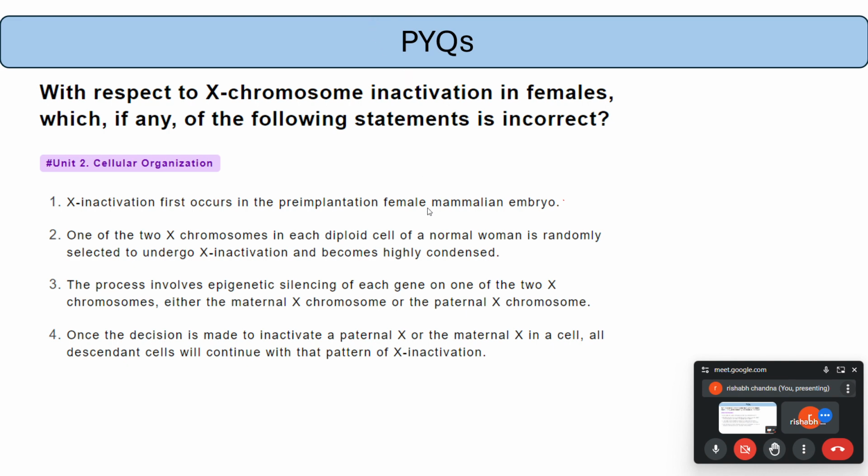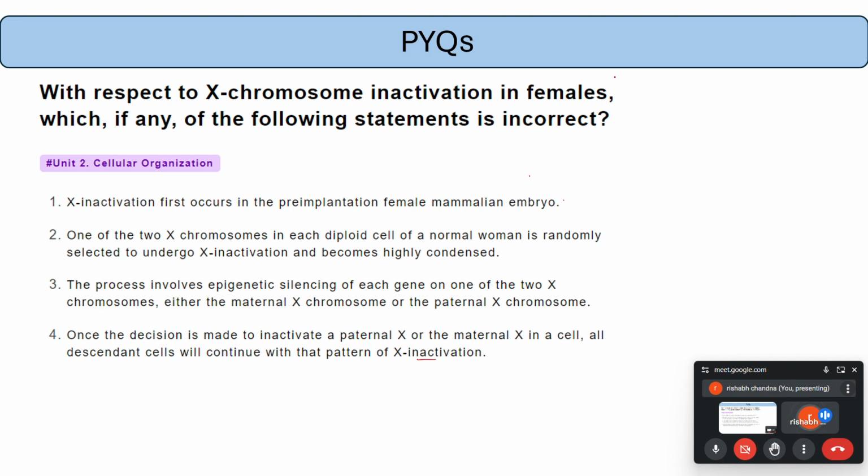Then the second option states: one of the two X chromosomes in each diploid cell of a normal woman is randomly selected to undergo X inactivation and becomes highly condensed. The process involves epigenetic silencing of each gene on one of the two X chromosomes, either the maternal X chromosome or the paternal X chromosome. Once the decision is made to inactivate a paternal X or maternal X in the cell, all descendant cells will continue with the pattern of X inactivation.